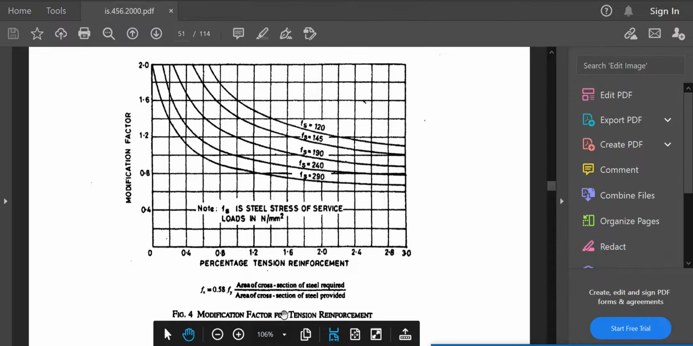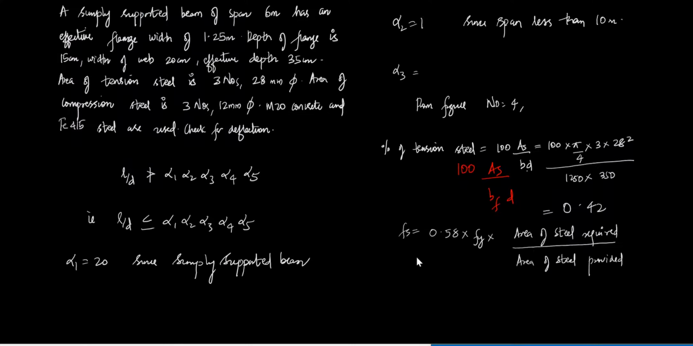Now you require the value for Fs. So Fs you can take it as 0.58 into Fy into area of steel required by area of steel provided. Here since the area of steel required is not given, we can take this area of steel required as area of steel provided, so this will become 1. So I'll get the value as 0.58 into 415 into 1, that is 240.7.